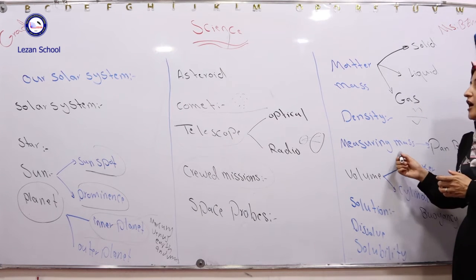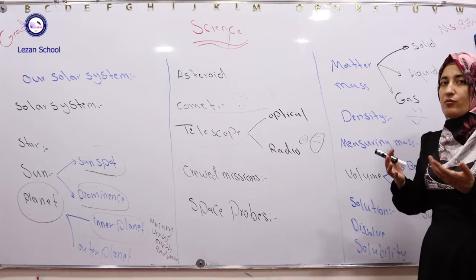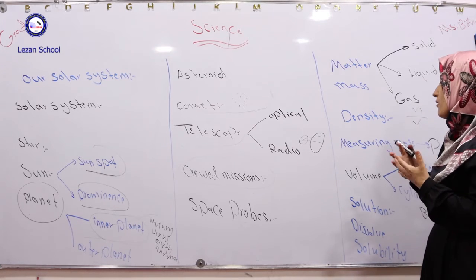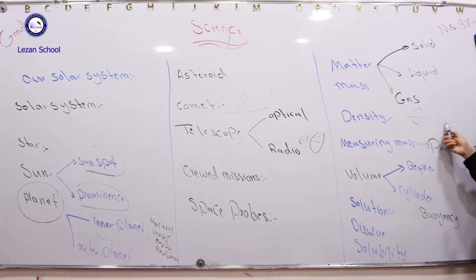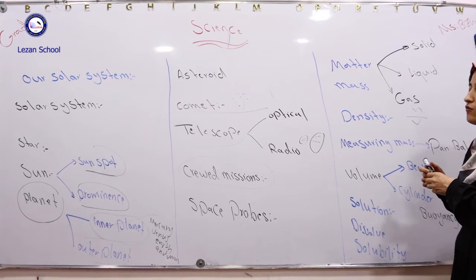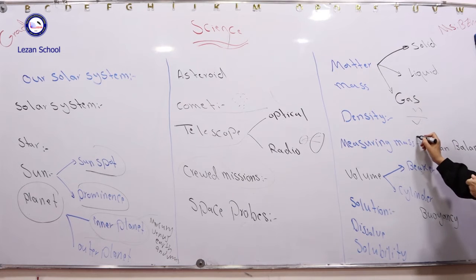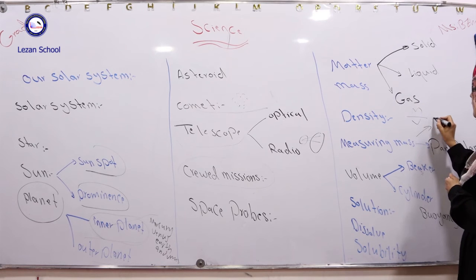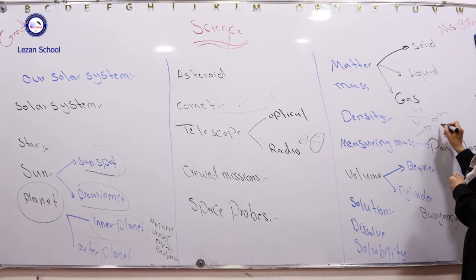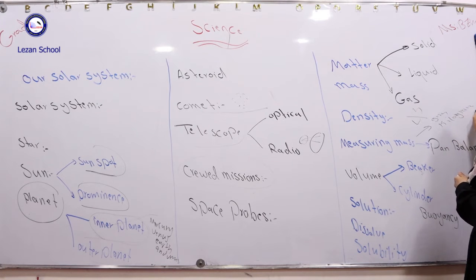And measuring mass: how can we measure the mass of an object? If we have objects, how can we measure mass? By using a pan balance. By using a pan balance, we can measure the mass of the object that we want to know. And mass is expressed in two units, gram and kilogram.